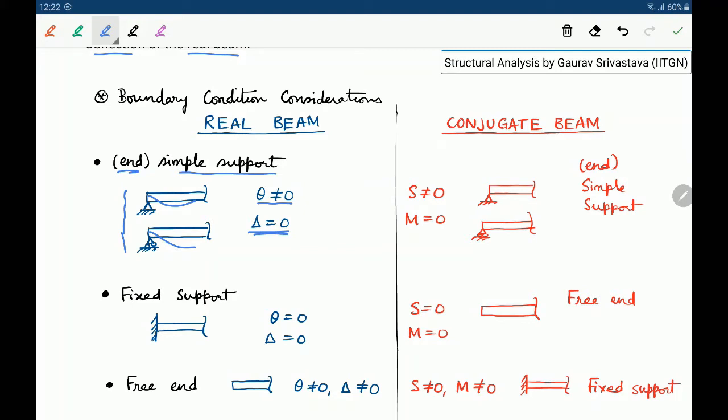Because the slope is non-zero, we want the shear force of the conjugate beam to be non-zero, but since the deflection is 0, we want the moment of the conjugate beam at that support to be 0. This kind of a support happens to be an end simple support, where we know that you will have a vertical reaction, which is a shear force, but the moment will be 0. So an end simple support of a real beam remains an end simple support for a conjugate beam. This is the first situation.